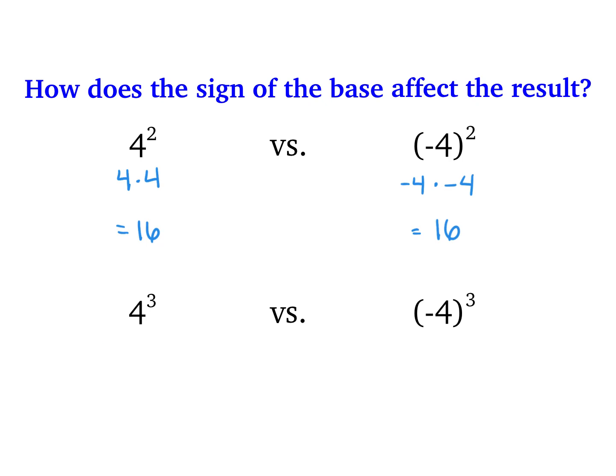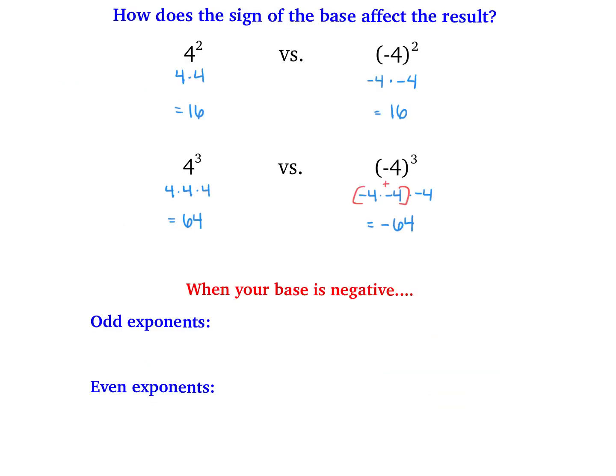4 cubed would mean 4 times 4 times 4, a total of 3 times, to evaluate to 64. If we had negative 4 cubed, that would mean negative 4 times negative 4 times negative 4. So here, our first two negatives would cancel, but then we have that third at the end. So negative 4 cubed would actually give us an answer of negative 64. So in general, if you have a negative base with an odd exponent like 3, 5, or 7, that's going to give you a negative answer.